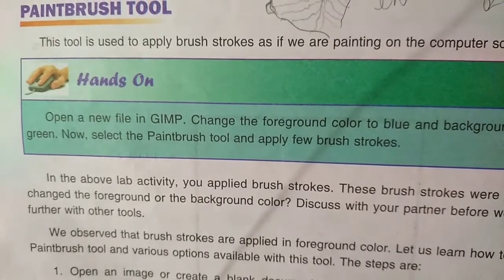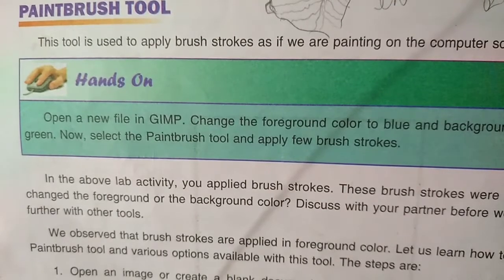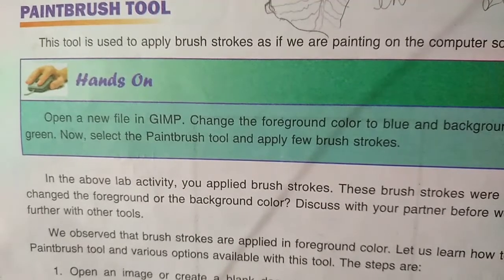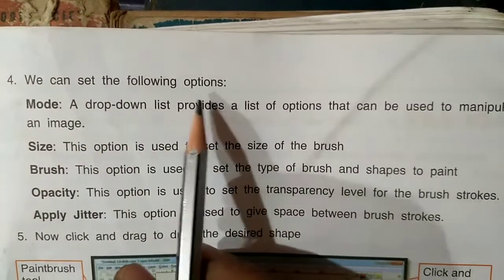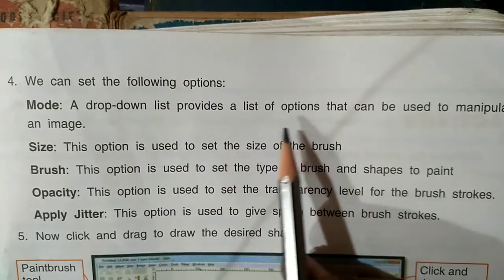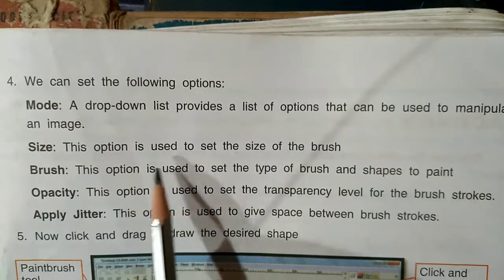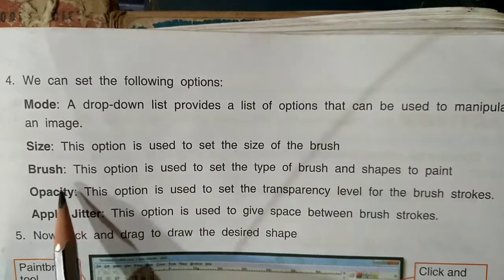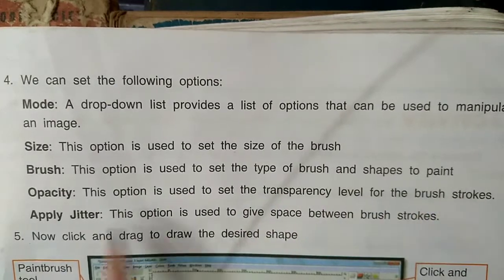The steps are: open an image or create a blank document. Select paintbrush tool from the toolbox. Select the required foreground color. We can set the following options. Mode: a drop-down list provides a list of options that can be used to manipulate an image. Size: this option is used to set the size of the brush. Brush: this option is used to set the type of brush and shapes to paint.